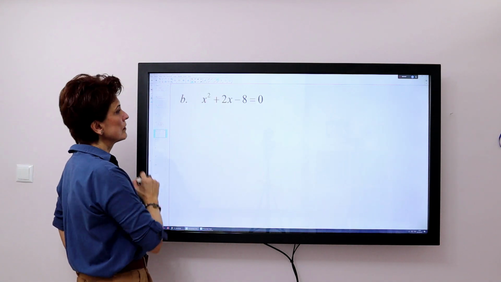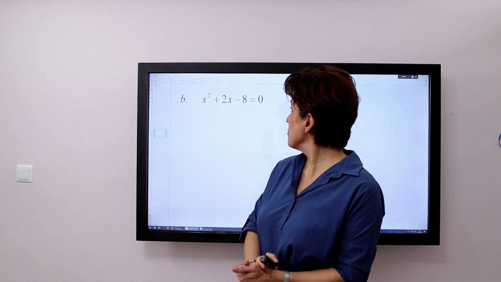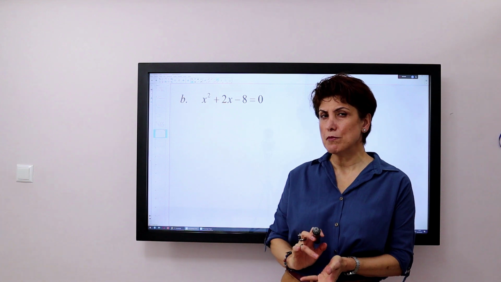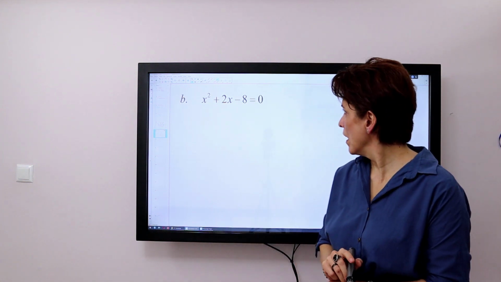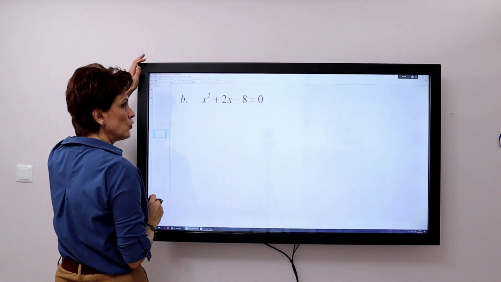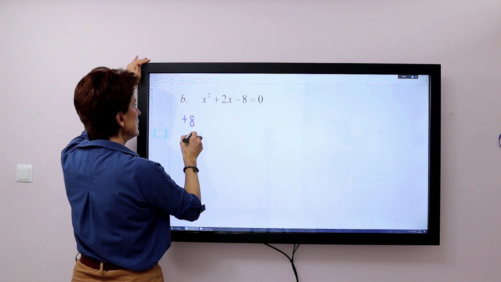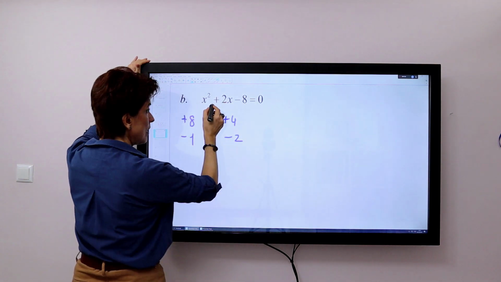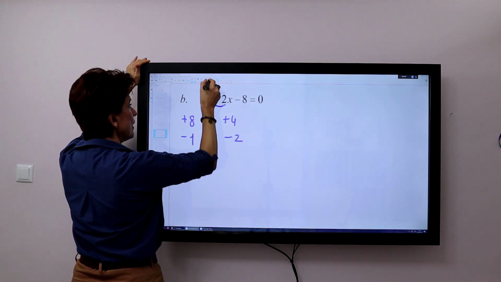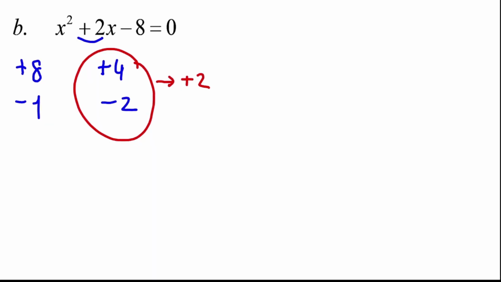Let's look at the next one, here. Again, product -8, sum +2. Product negative, sum positive. So, as a result, can we say the bigger one is positive? What could it be? +8, -1, +4, -2, okay? However, the sum has to be +2. Here, when you look, the sum is +2, right? That one satisfies our two conditions.